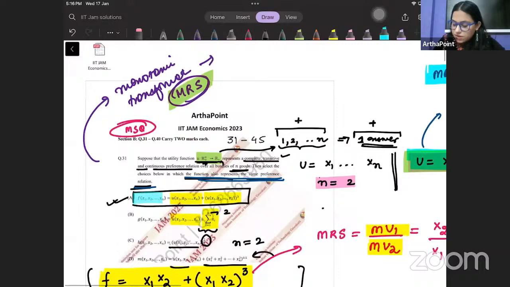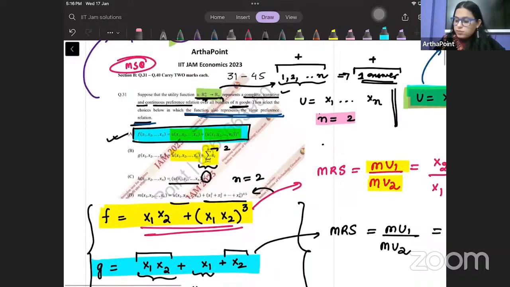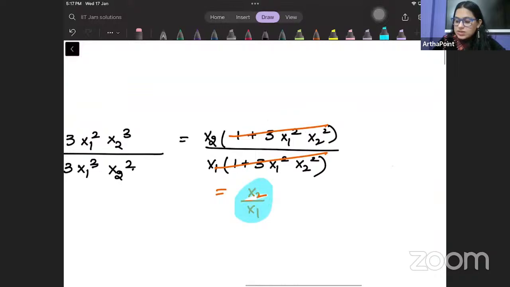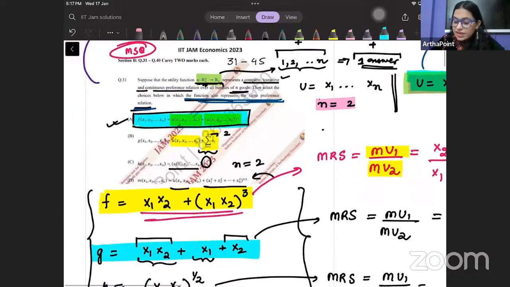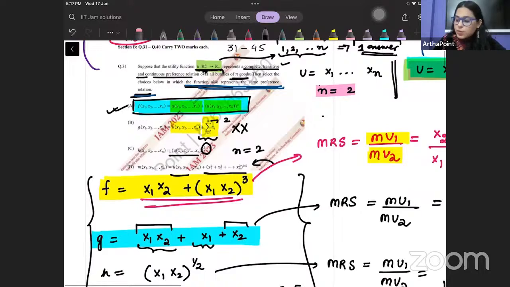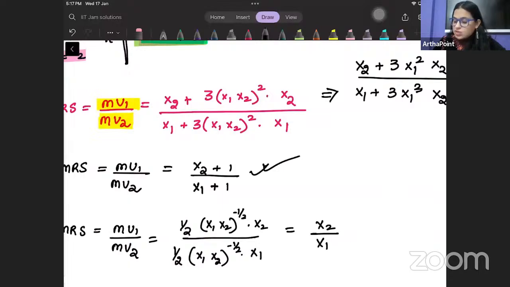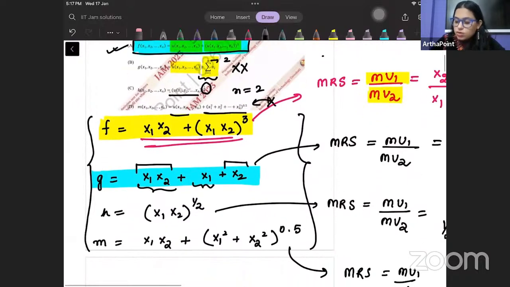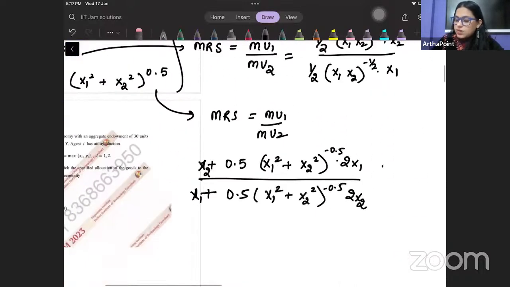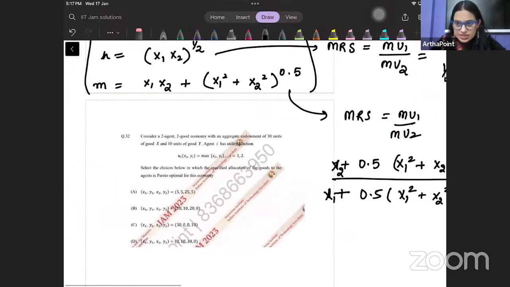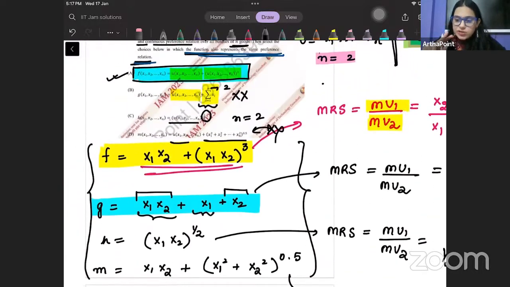The MRS of this first function that I had altered and formed is also coming out to be x2 by x1. The MRS of the second utility function is not coming out to be x2 by x1. We just saw what its MRS is. The MRS of the third utility function is again x2 by x1. And the MRS of the fourth utility function is again not x2 by x1. So we can say that the only two utility functions which represent the same preference as the original one are A and C. And that's the answer to this question.